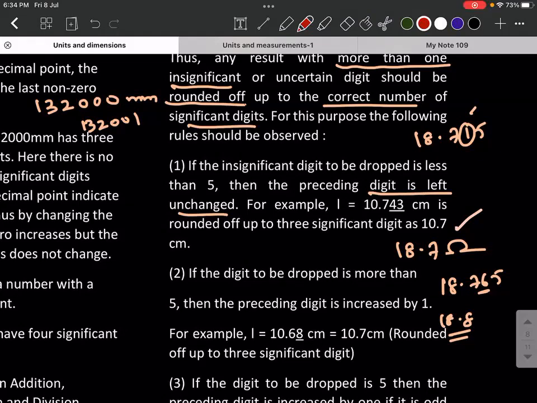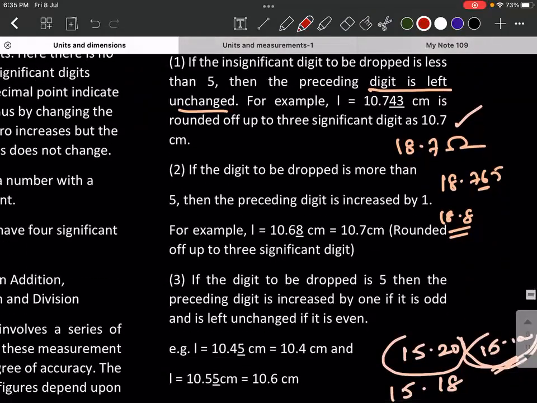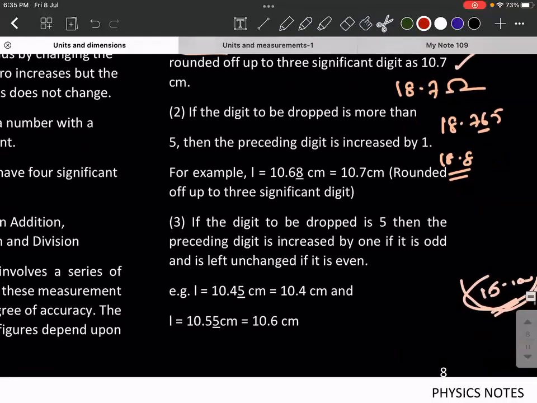So we saw two important things. The numbers to be dropped are less than 5 and greater than 5. So what is the checkpoint here? 5. If the number to be dropped is 5 itself, then what are we supposed to do? That is when you will see whether the preceding number is even or odd. Listen. If the digit to be dropped is 5 itself, then the preceding digit is increased by 1 if the preceding digit is an odd number.